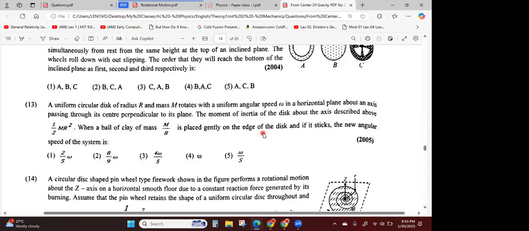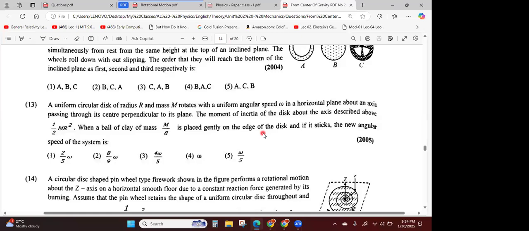A uniform circular disk of radius R and mass M rotates with uniform angular speed omega in a horizontal plane about an axis passing through its center perpendicular to its plane. The moment of inertia of the disk about the axis described above is half MR squared. When a ball of clay of mass M over 8 is placed gently on the edge of the disk and if it sticks, the new angular speed of the system is.